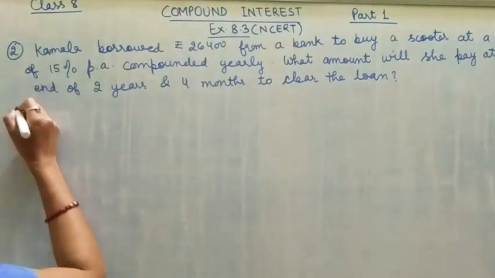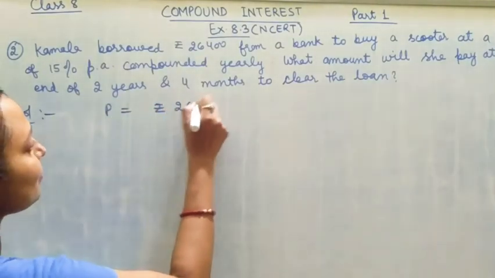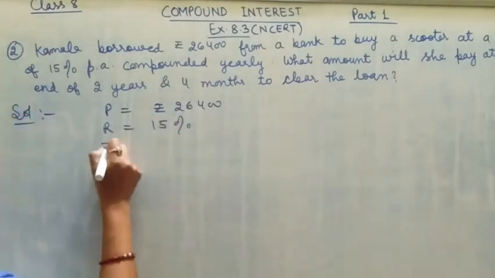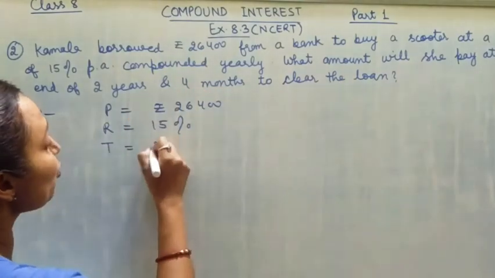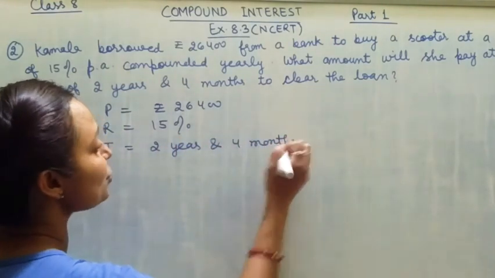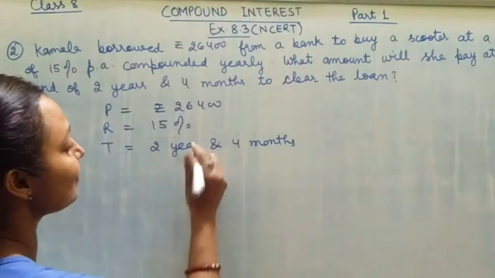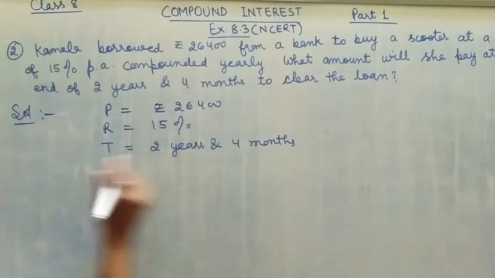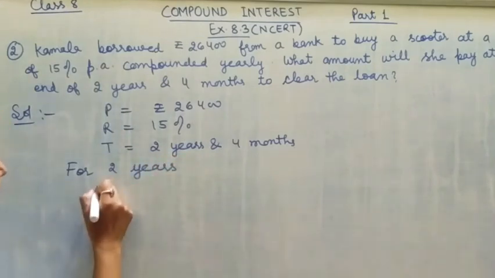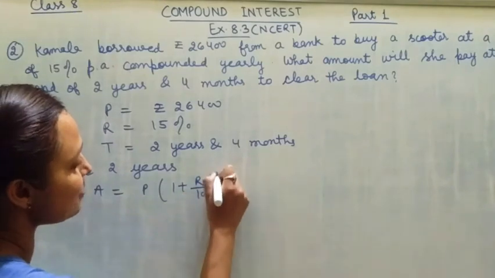So I will start from the principal, that is given as rupees 26,400. Rate of interest is given as 15%, and the time is taken as 2 years and 4 months. I want to change this into years. How will it change? First of all, I will take the compound interest for 2 years. For 2 years, I will calculate the amount by using P(1 + R/100)^n.